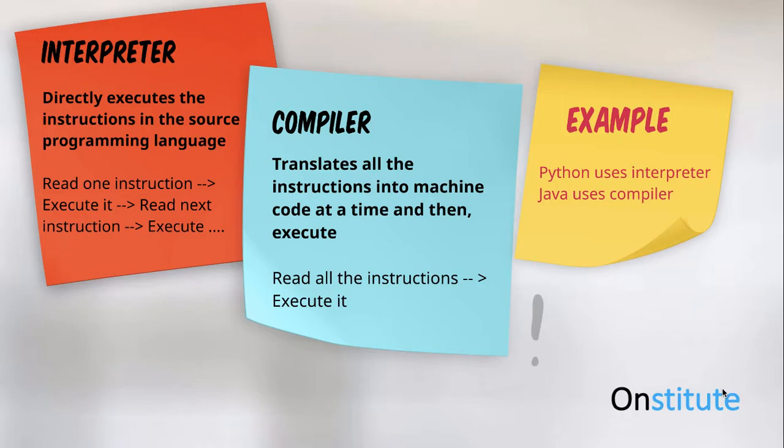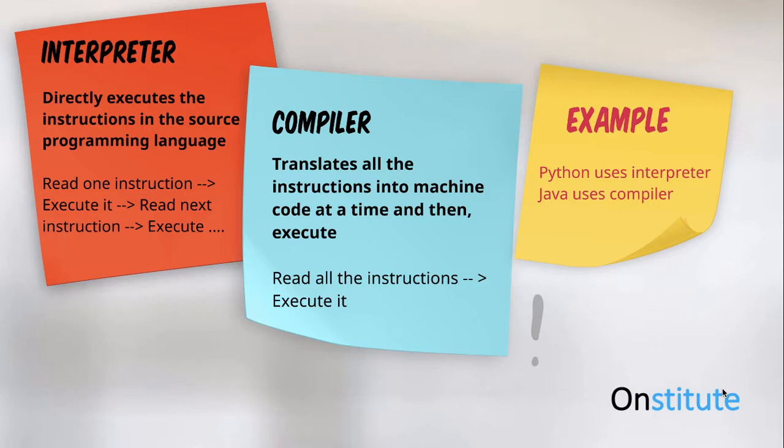The first one is interpretation. What it does basically, it read one instruction of the program, translate it to machine understandable format, then execute it, and then move to the next instruction of your program. And the process continues. Whereas the compiler reads your entire program as a whole, then translates it to machine understandable format, and then execute it.